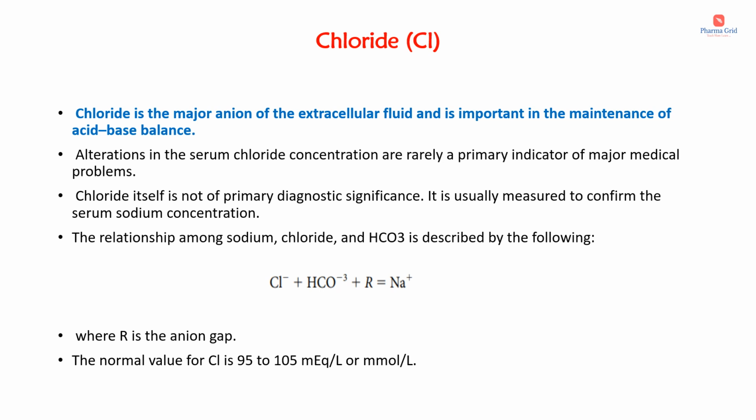The relationship among sodium, chloride and bicarbonate is described by the following. Cl- + HCO3- + R = Na+, where R is the anion gap. Anion gap means it is the difference between the cations and the anions. The normal value for chloride is 95 to 105 milliequivalent per liter or millimole per liter.